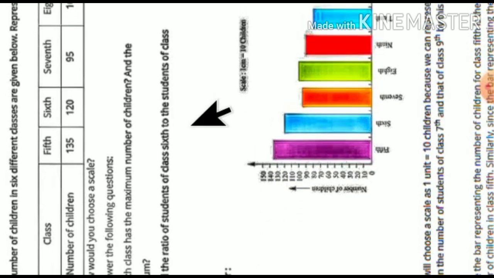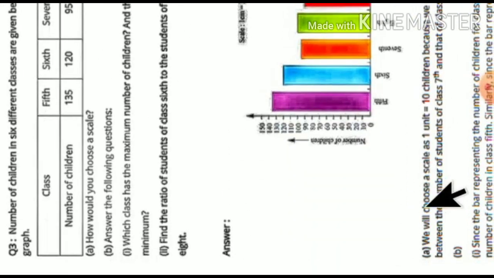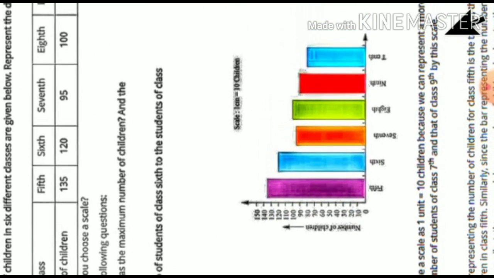So here we have taken the scale 1 centimeter equal to 10 children. Okay, so the 7th and 9th, that is 95 and 90, can be clearly represented. Let us see the answer. We will choose a scale as 1 unit equal to 10 children because we can represent a more clear difference between the number of students of class 7th and that of class 9th by this scale.